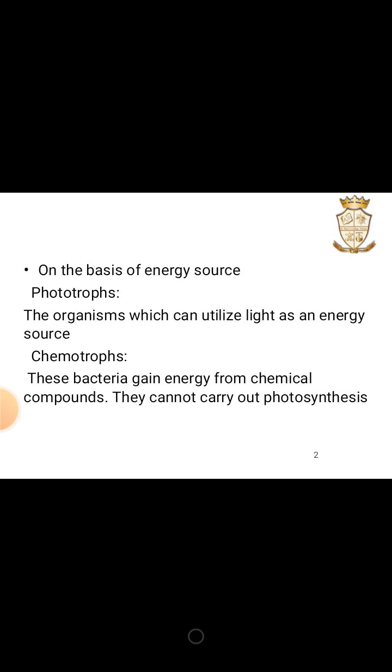We can divide bacteria on the basis of the energy source. There are phototrophs and chemotrophs. Phototrophs are organisms which can utilize light as an energy source. Chemotrophs are bacteria that gain energy from chemical compounds. They cannot carry out photosynthesis.